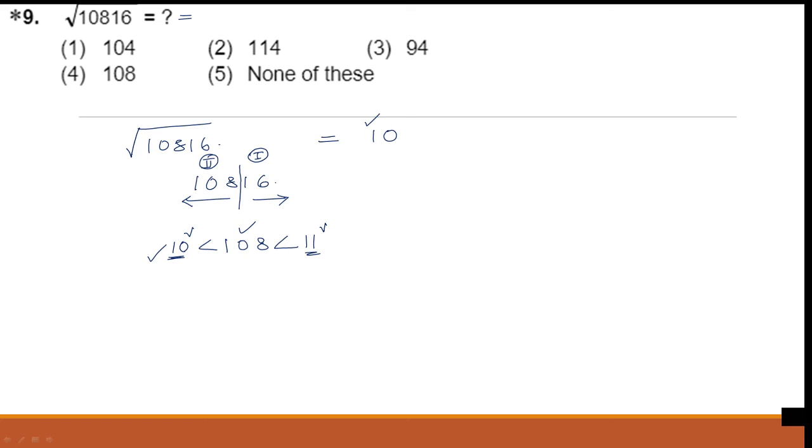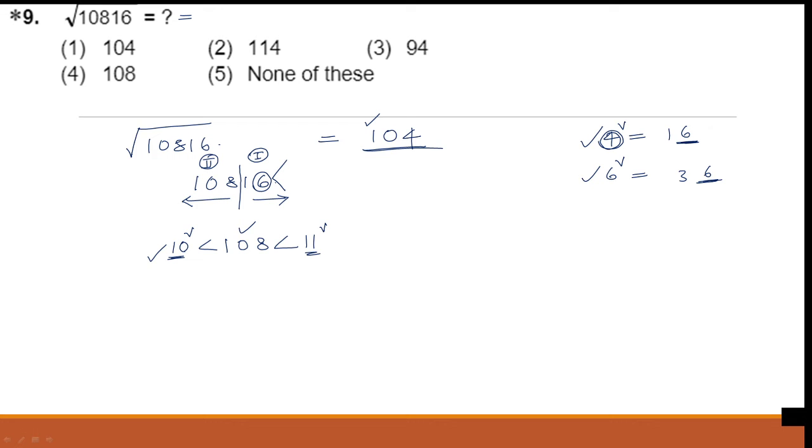Now comes to the ones place. What is ones place? 6 is ones place, means for which square we get 6 in ones place? For example, 4 square will give 6 in ones place, and 6 square also will give 6 in ones place. Okay, we have two possibilities to get 6 in ones place for the squares, that is 4 square and 6 square. From these two we need to pick the smallest one, that is 4. So now I've got the answer 104.